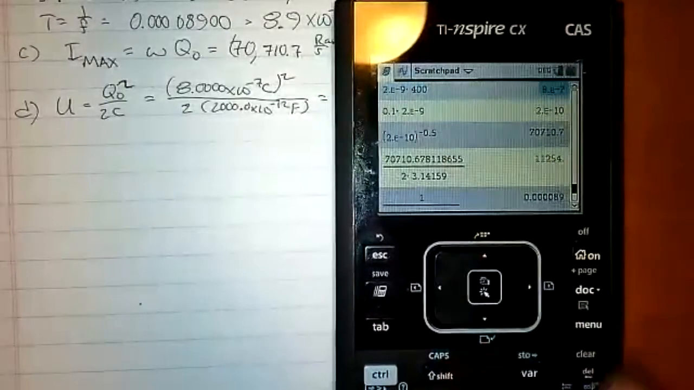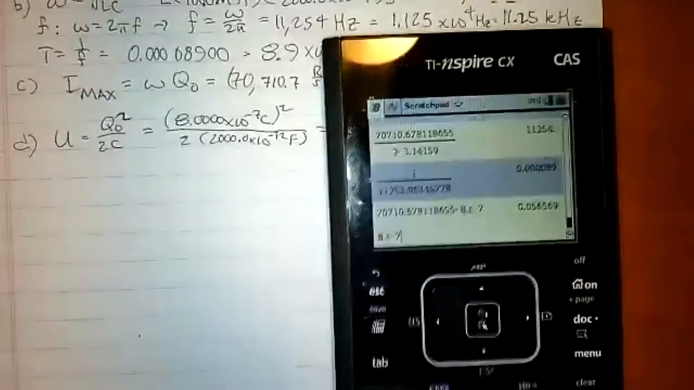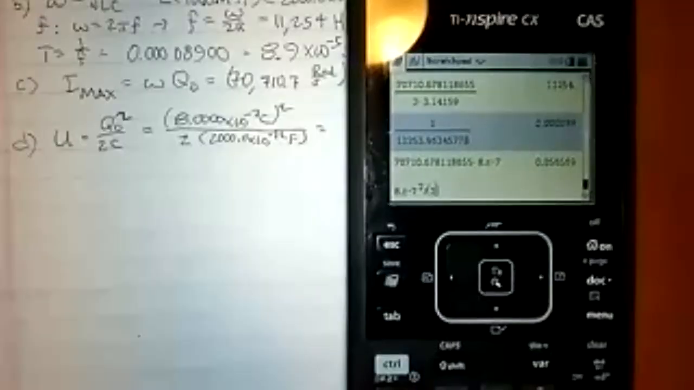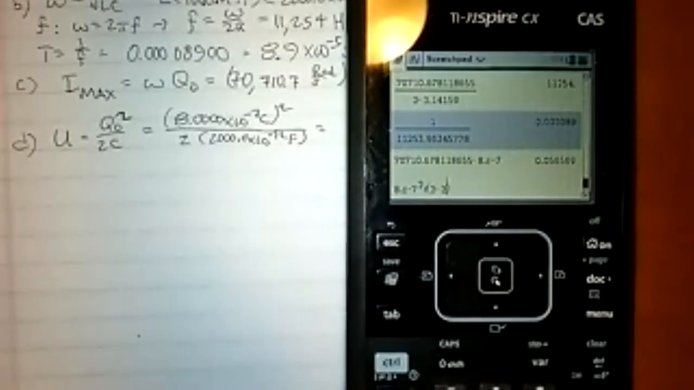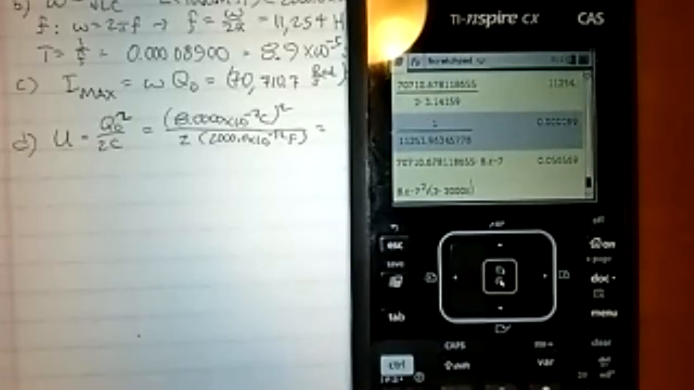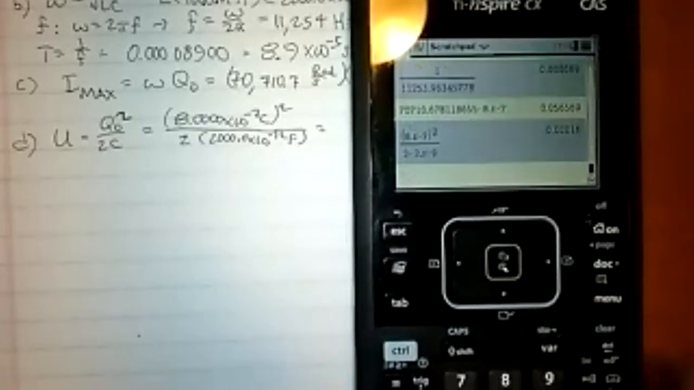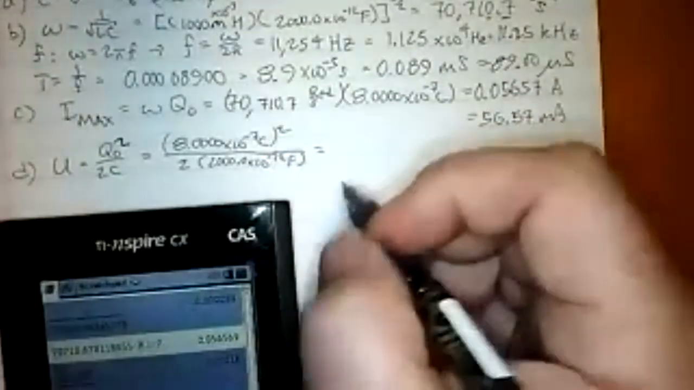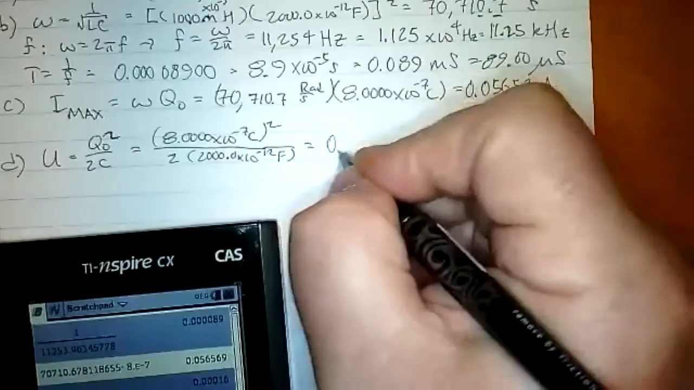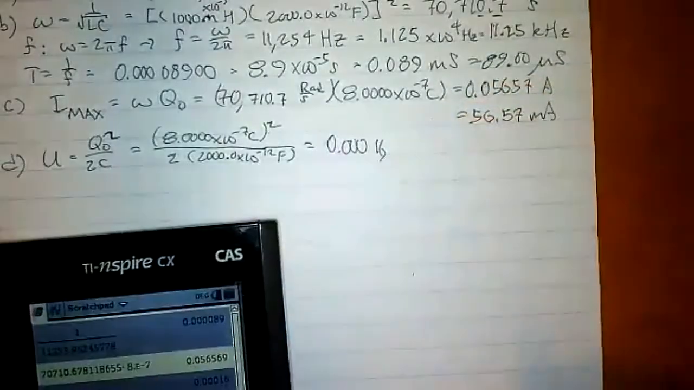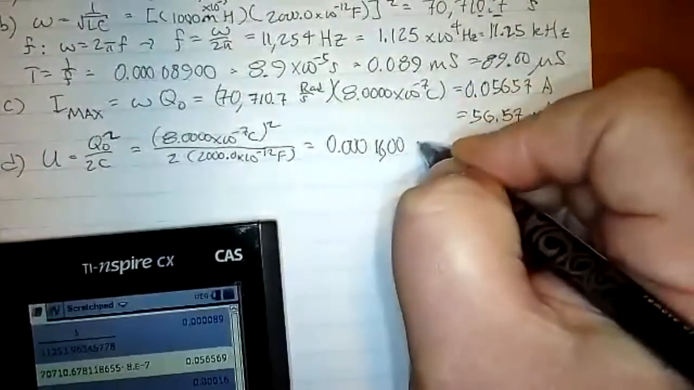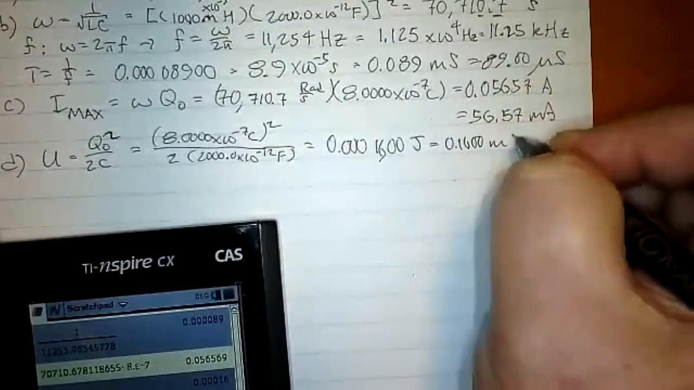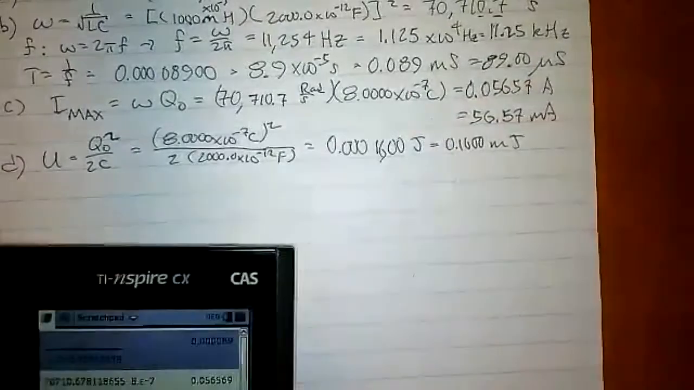That's not it. There it is. So I'm going to grab that number, say enter, and square it. Then I'm going to divide that number by parentheses 2 times 2,000 e to the negative 12. And that should give me 0.00016. So 0.0001600 joules are 0.1600 millijoules. That's it. That's what I mean by these types of problems.